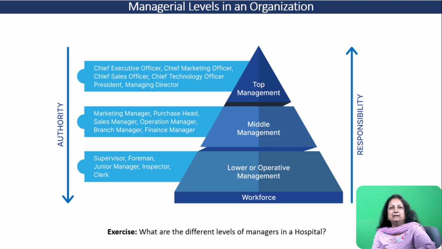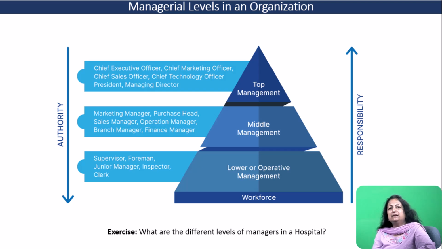Then there is the middle management. They are the next level managers who will be supervising these sets of people and will be on the functional area. So marketing manager, purchase head, sales manager, operations manager, branch manager, finance manager, and so on. And then there are the topmost level managers, who are often referred to as C-suite: Chief Executive Officer, Chief Marketing Officer, Chief Sales Officer, and so on.